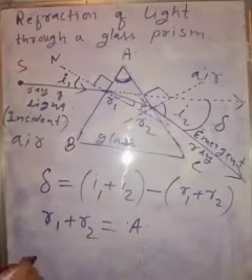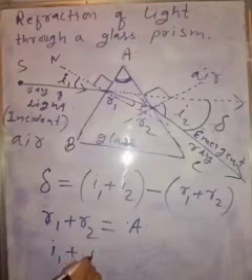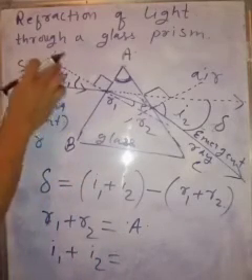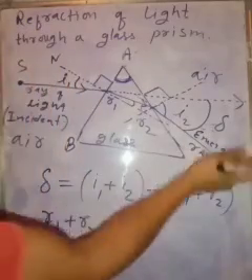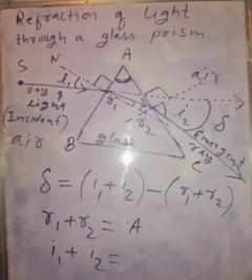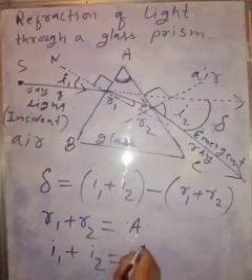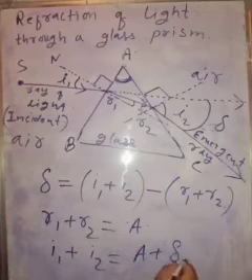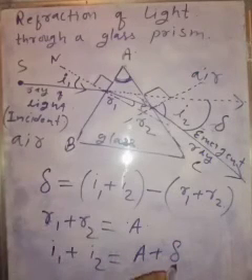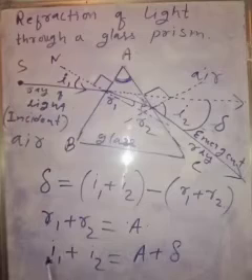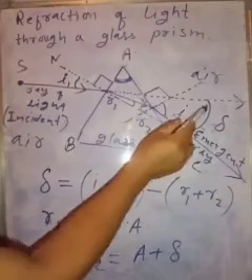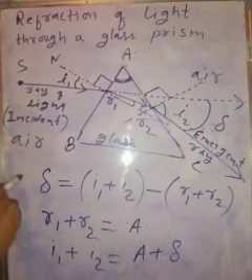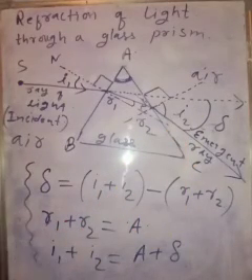And finally, I1 and I2, the angles between the normal and the ray of light outside the prism at the first refracting surface and second refracting surface. This will be equal to the sum of the angle of prism and the angle of deviation. This is the angle of deviation here. So if you add I1 and I2, this will be equal to the angle of prism and angle of deviation. These three relations are very important for the refraction of light through a glass prism.